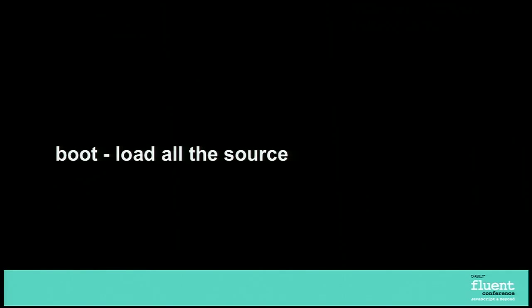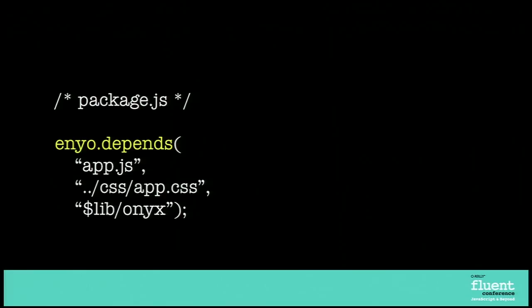So first we have boot. The object of boot is to actually get your application up and running. And the key idea here is that an Enyo application is structured as basically an index.html file that loads all this JavaScript. And then the JavaScript runs and actually builds your application into the web page. And as part of that, we have this dependency system.